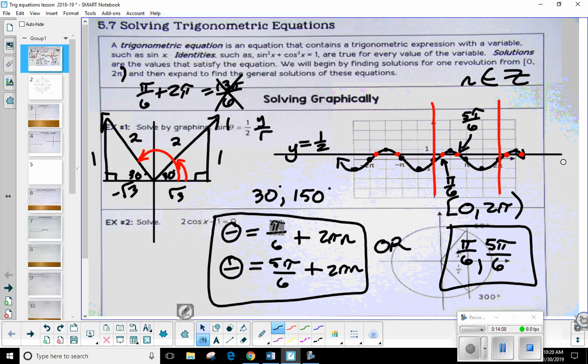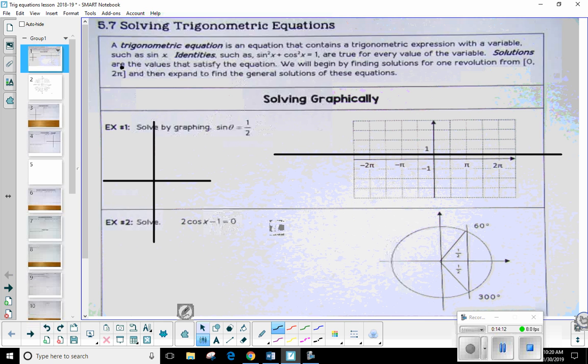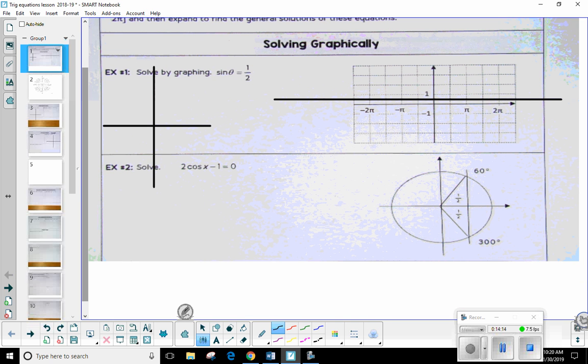Okay. Let's try another one. Okay. Now this one, 2 cosine of x minus 1 equals 0. We're going to do the same thing. Let's go ahead and write out the answers by finding all solutions. So we're going to put them in general form. And then I also want to find the answer specific to the interval 0 to 2 pi. And then after that, we're going to go ahead and start deciding what kind of answers we want to write.